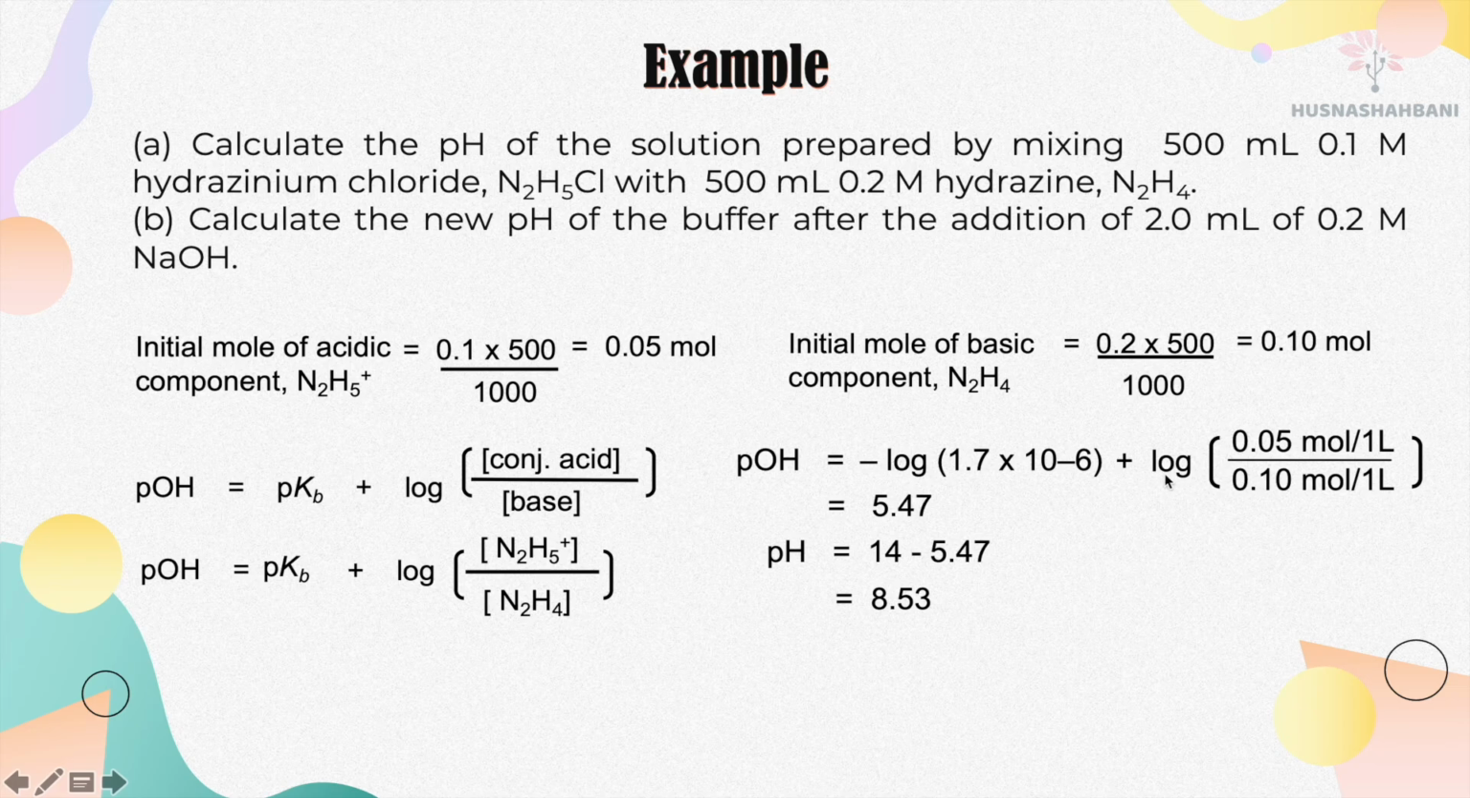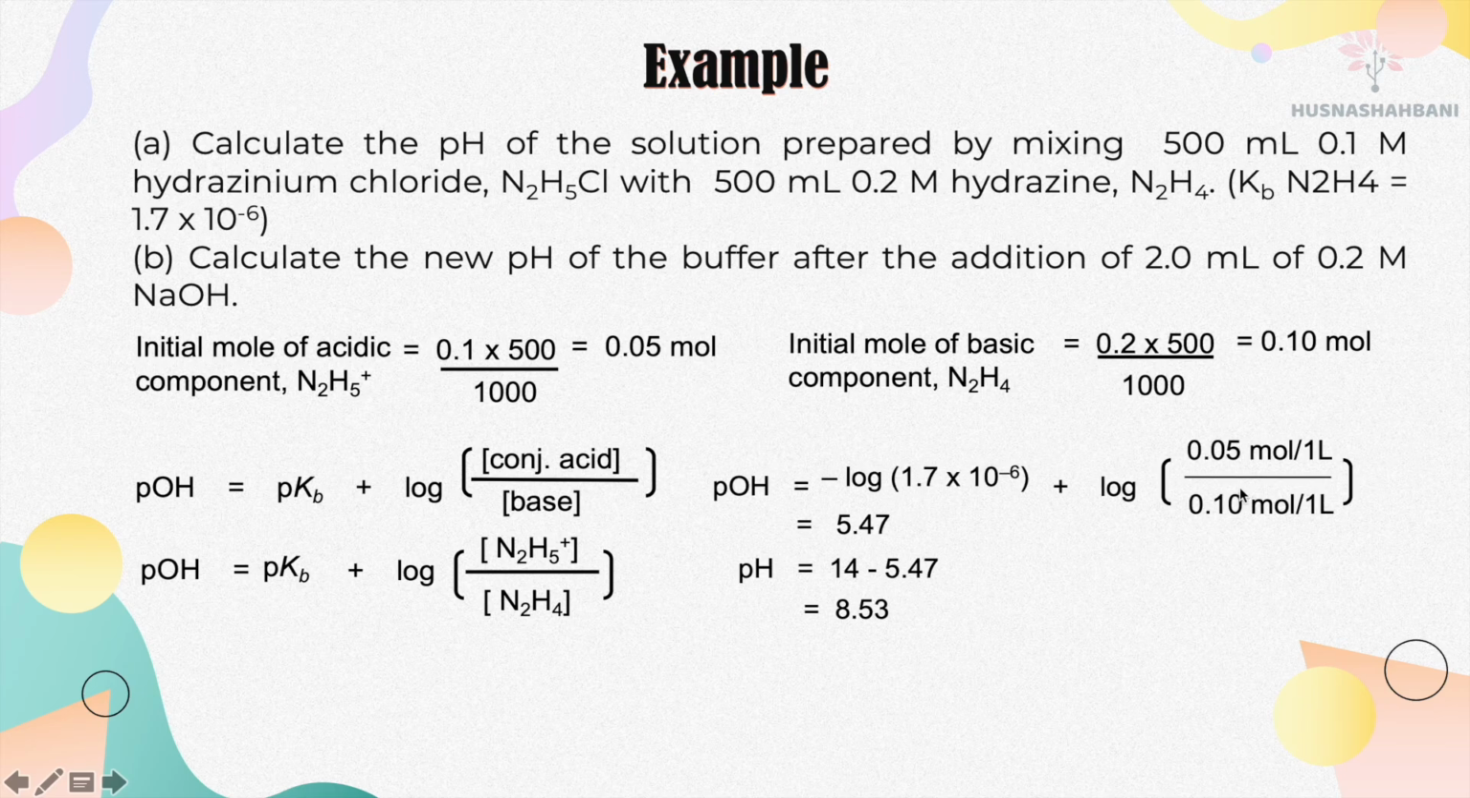But if you want the concentration, this number of mole needs to be divided by the new volume. Our new volume is 500 plus 500, because you're mixing 500 ml and 500 ml. So that number of mole is divided by the new volume, 1 liter. So this is the concentration of conjugate acid, and the concentration of the base is 0.1 mole over 1 liter.